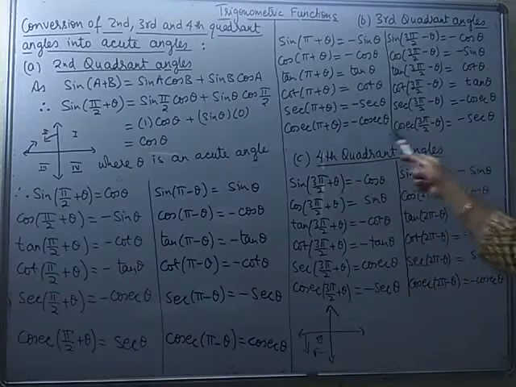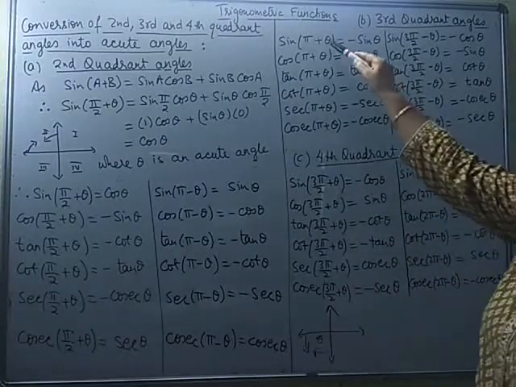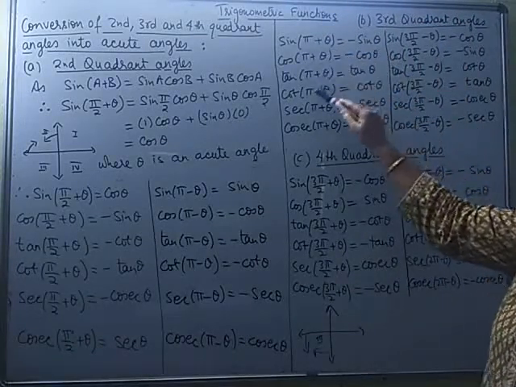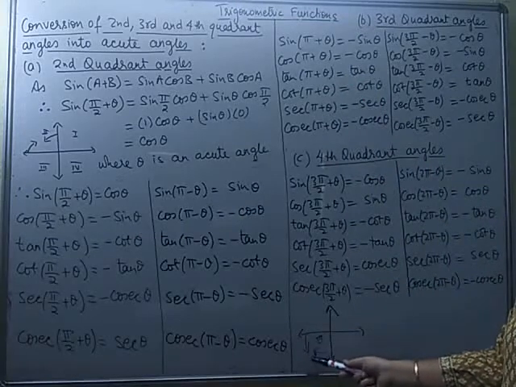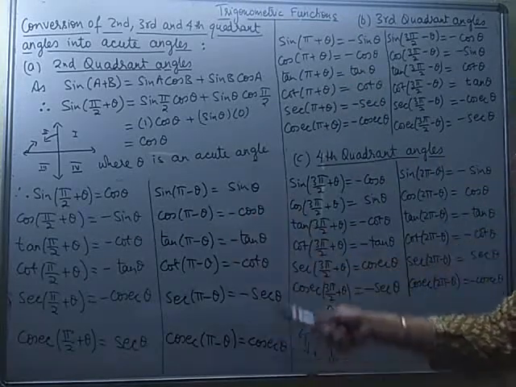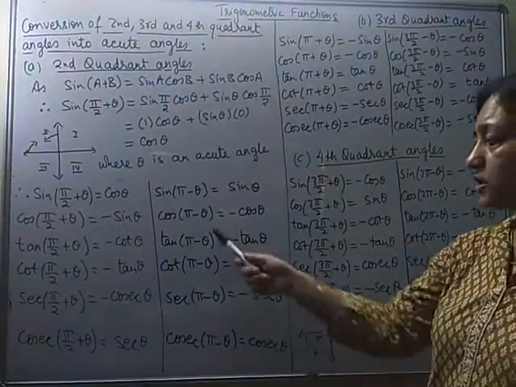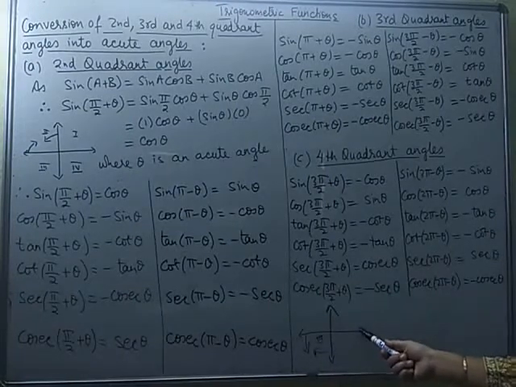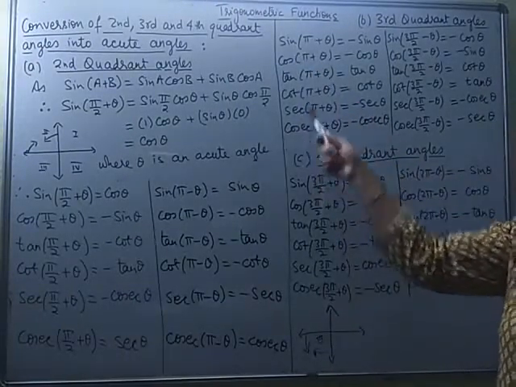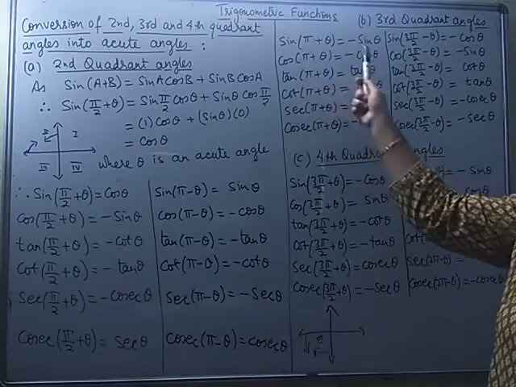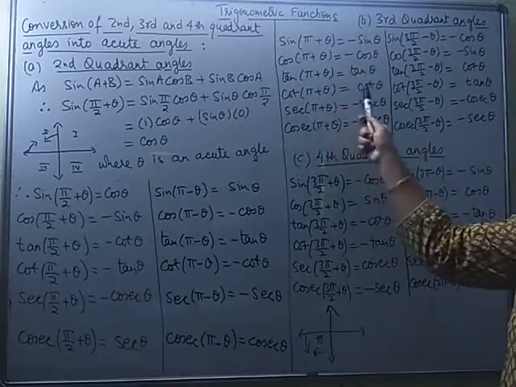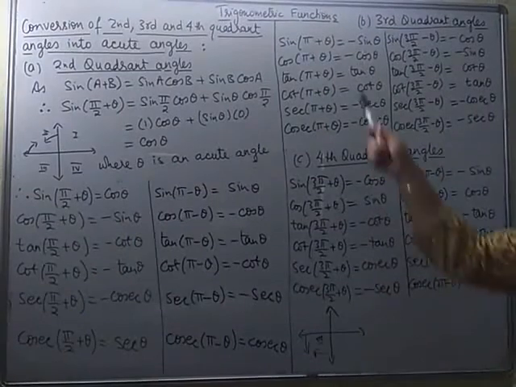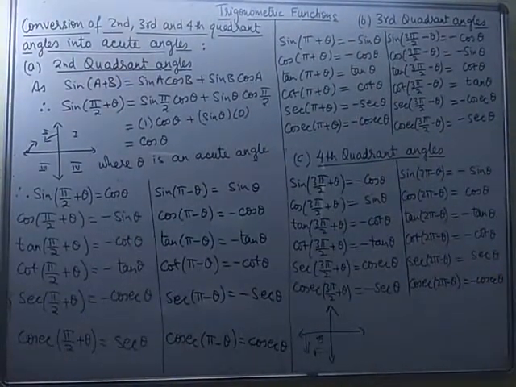You can see two sets of results I have written. Firstly, taking theta as the acute angle, I have written all the third quadrant angles as pi plus theta. That means 180 plus theta. What did we learn here? I told you if you are making the conversion about the angle which is along this horizontal axis, then the function is not going to change. Sine remains sine, cos remains cos, tan remains tan, cot remains cot, sec remains sec, and cosec remains cosec. But some of the functions are becoming negative, some remain positive.